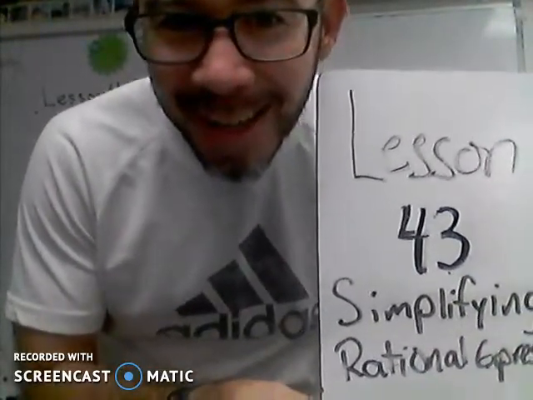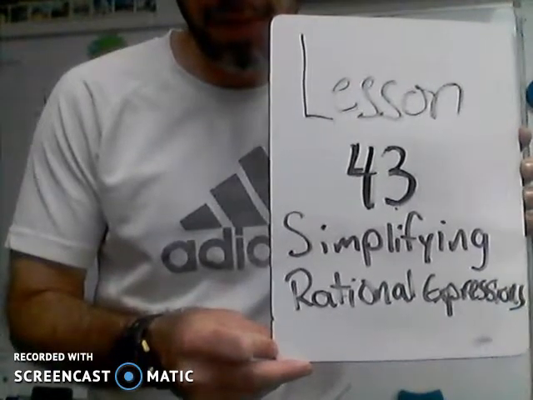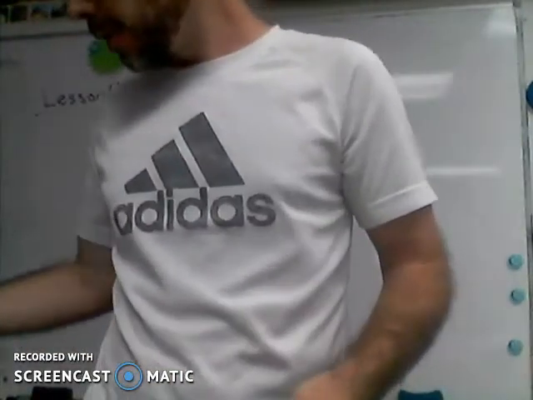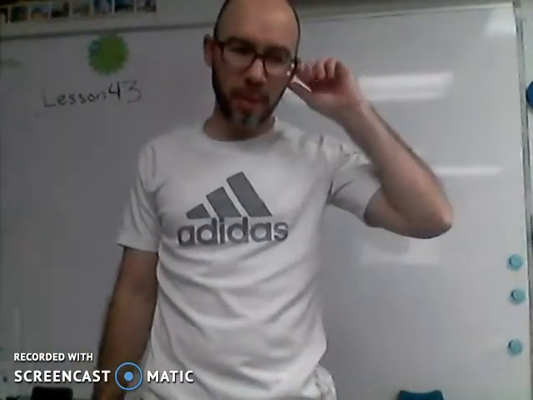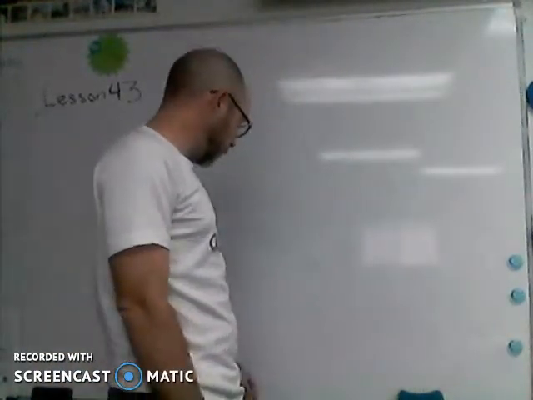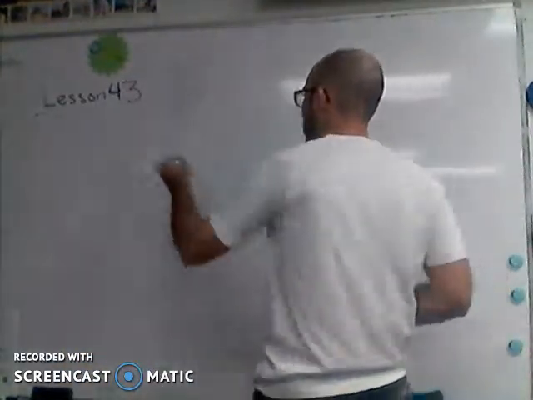Hey, you're back. It's time for lesson 43, simplifying rational expressions. 43 is a prime number. Pay attention to that. 43 is one of my favorite numbers. All right, so back to defining our language. I like doing that. We get that word rational.